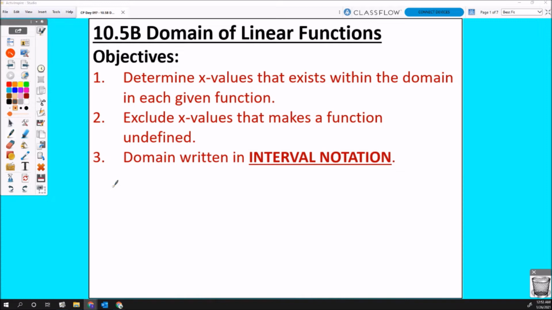And the third objective is writing the domain in interval notation. Most of the time we'll be using interval notation, but I will also cover inequality notation and set builder notation to be familiar with all forms for domain. And it'll be the same concept if you were doing it for range.